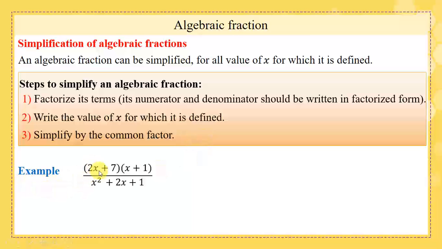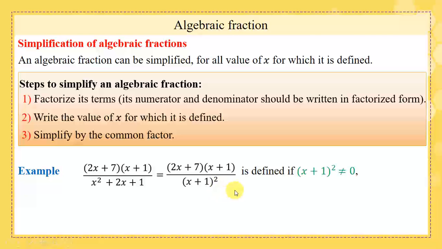Example: 2x plus 7 times x plus 1 over x squared plus 2x plus 1. First of all, the numerator here is already factorized, but the denominator is not. We will factorize it by using the first remarkable identity, a squared plus 2ab plus b squared, to get x plus 1 squared. Second, we will study the values of x for which it is defined. For x plus 1 squared different from 0, so x plus 1 different from 0 and x different from negative 1.